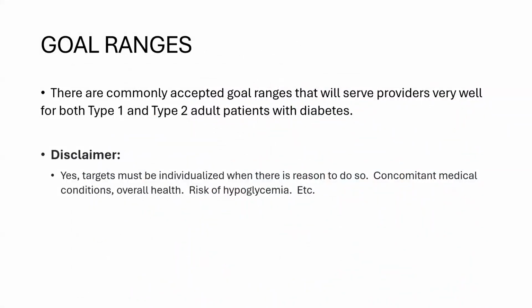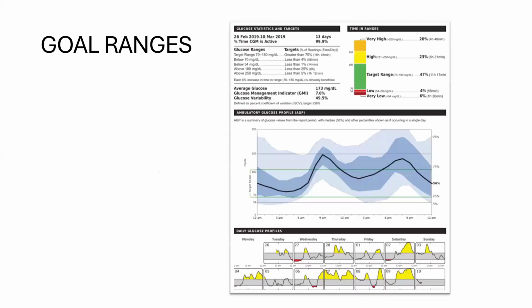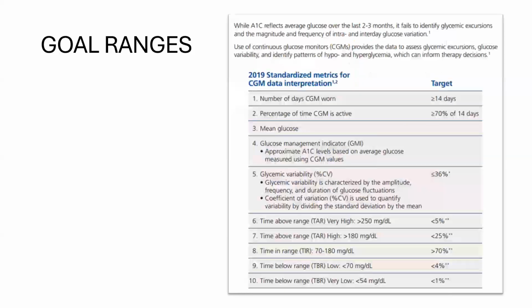So to delve a little bit deeper into the actual range goals, this is really just meant to take us through a few things and say these are the goals that people have that you're really going to be displayed on that AGP report. And the disclaimer, whenever we talk about anything like that, yes, the targets have to be individualized for people when there's reason for, and there's lots of really wonderful reasons for that. But again, this is something that you'll see. We have the goal ranges here on the AGP really for your standard type 1, type 2 patient.